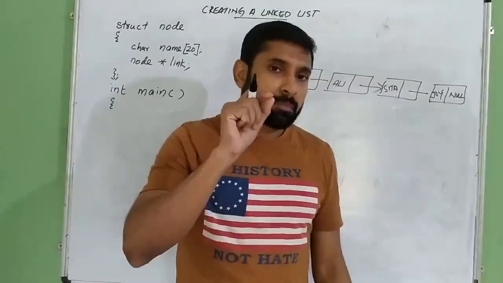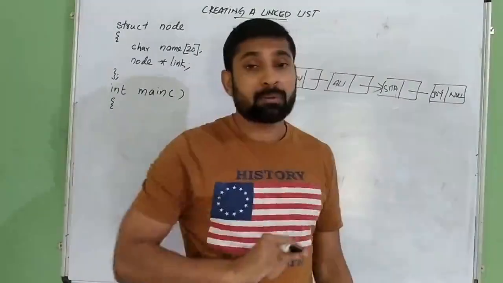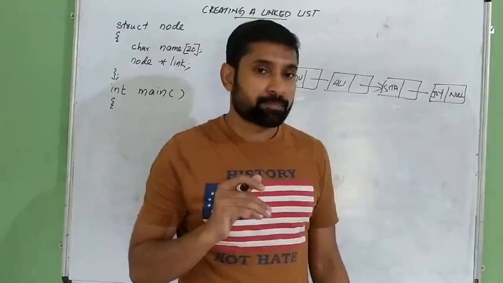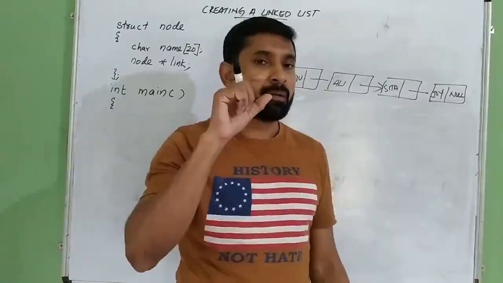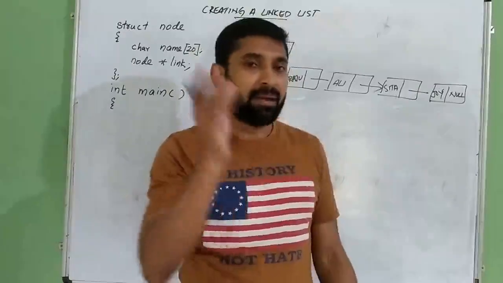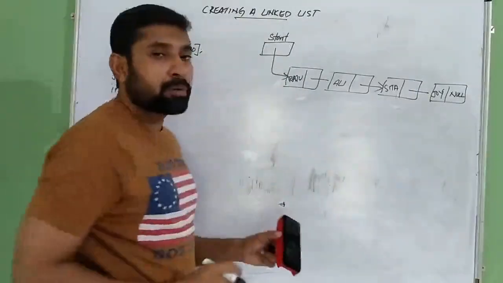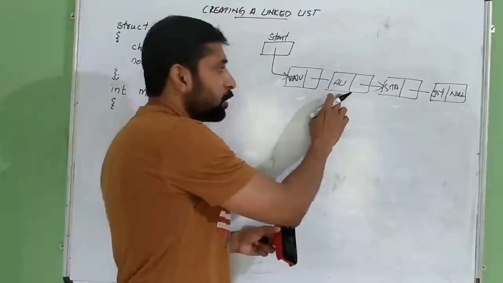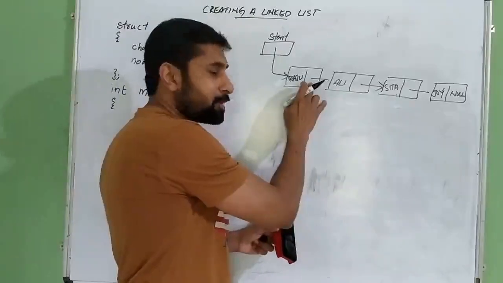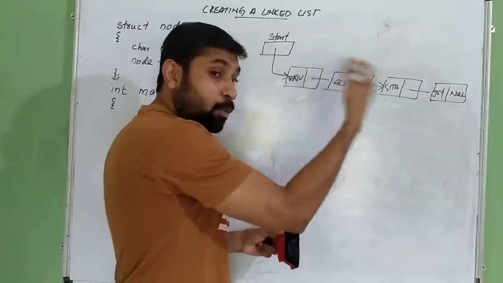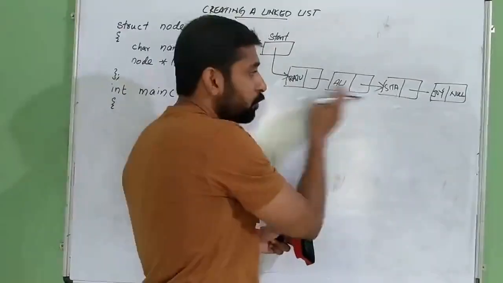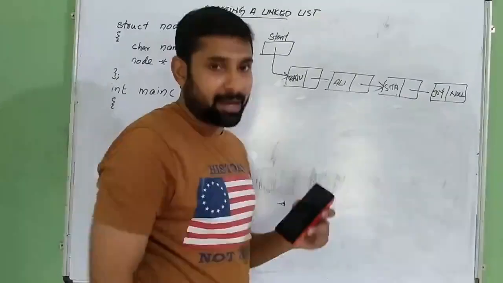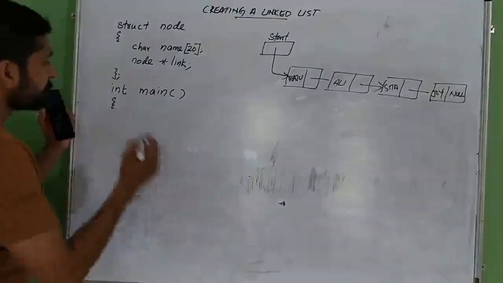So the node created will be either the first node or a node after that first one. So we have to make some logic based on this to make links. If it is the first node, we have to store the address in start. If it is the second node, we have to link it with the first node. Otherwise, we have to traverse till the end, and link it after the last node.